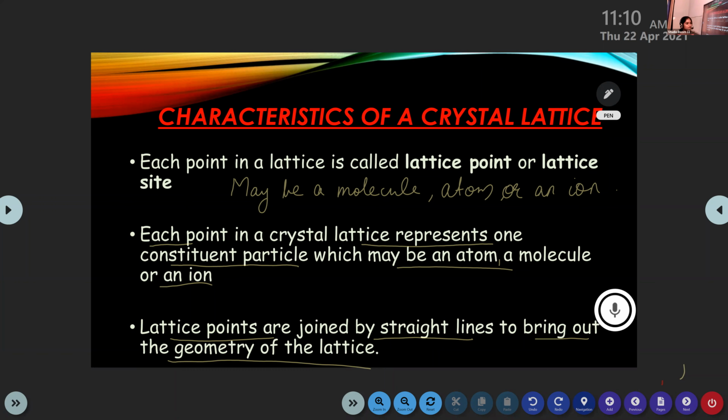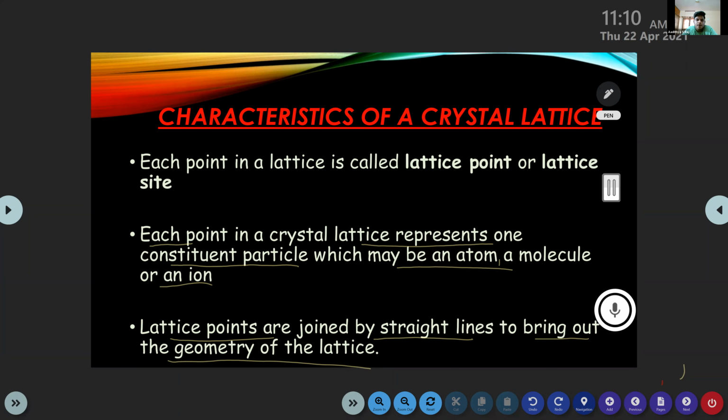Aditya, can you tell me the characteristics of a crystal lattice? Yes, ma'am. Each point in a lattice is called a lattice point or lattice site. Each point in a crystal lattice represents one constituent particle, which may be an atom, a molecule, or an ion. Lattice points are joined by straight lines to bring out the geometry of the lattice. Okay, so these 3 are the main characteristics of crystal lattice. Is this clear for you?